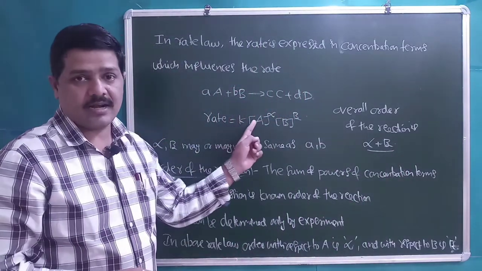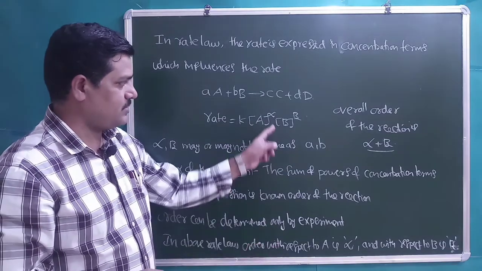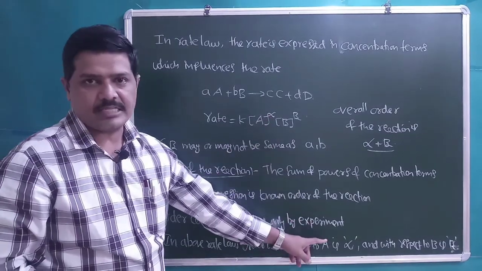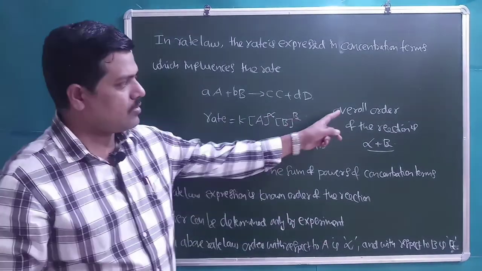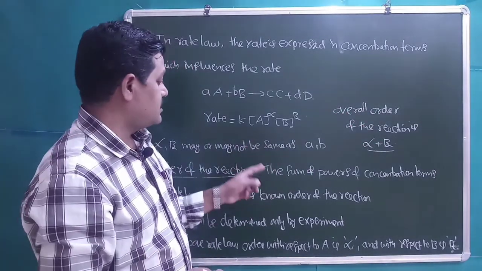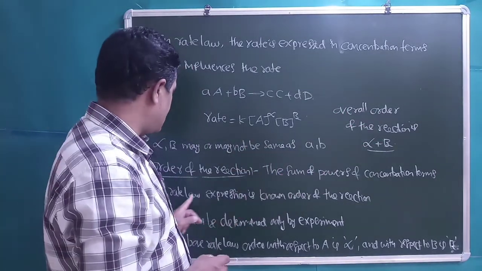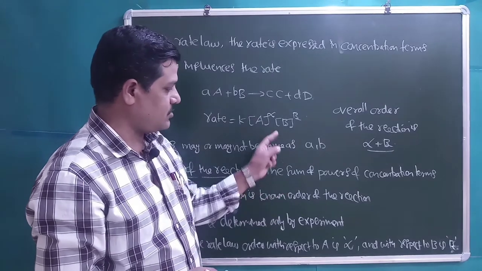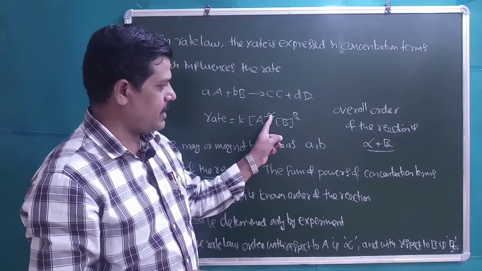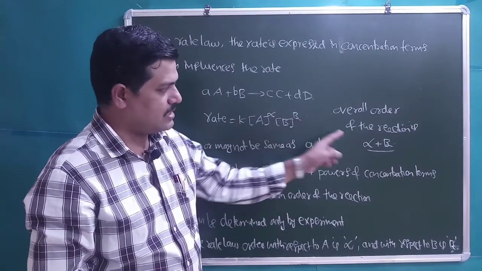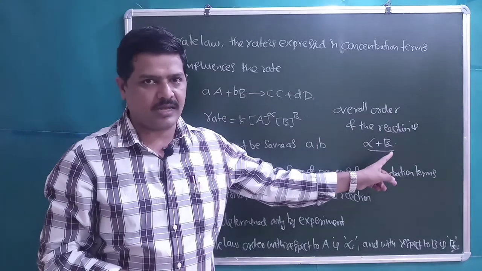In the above rate law expression, order with respect to A is alpha, order with respect to B is beta. Overall order of the reaction means the sum of the powers of concentration terms in the rate law expression, that is known as the order of the reaction. Alpha plus beta is called the overall order of the reaction.